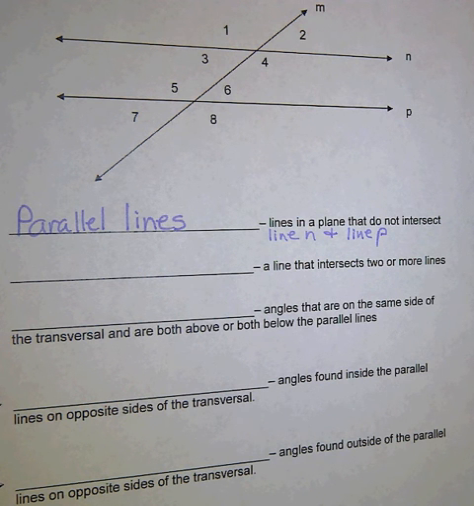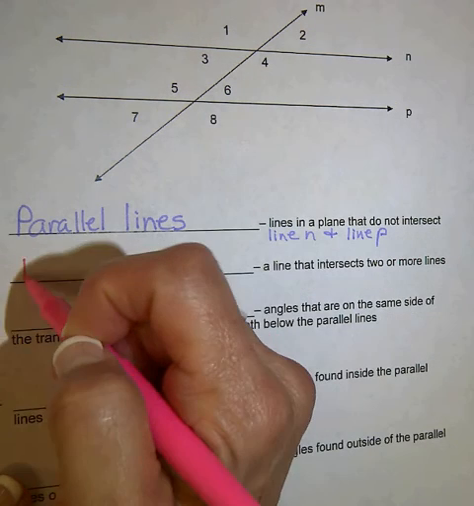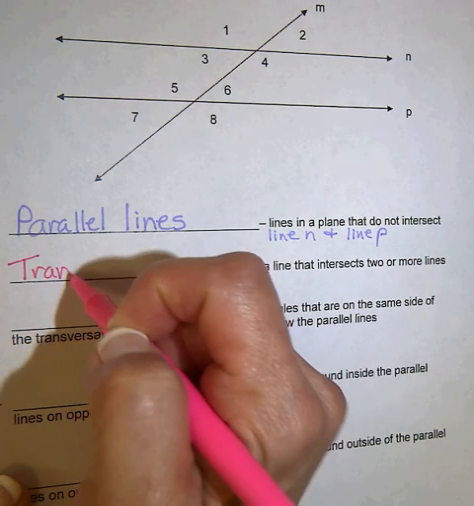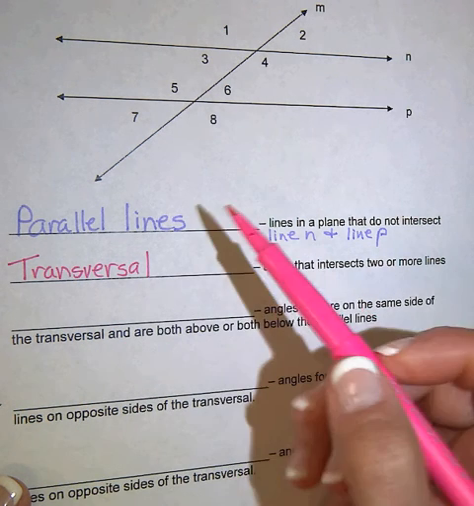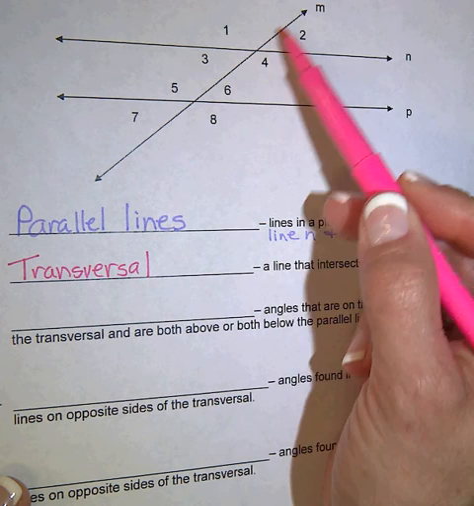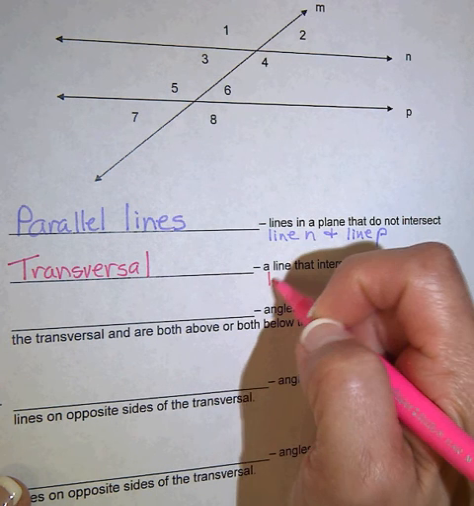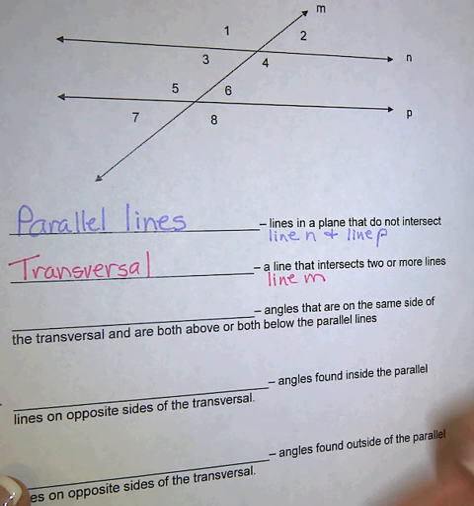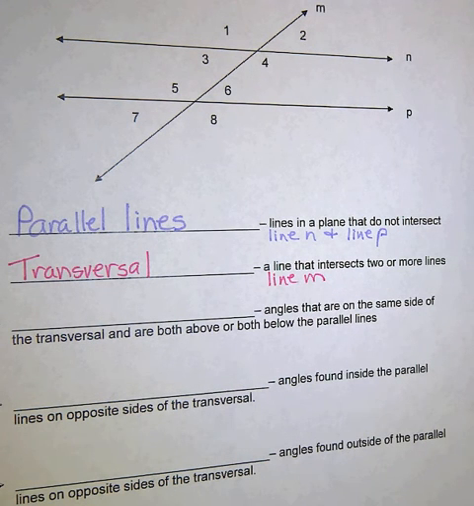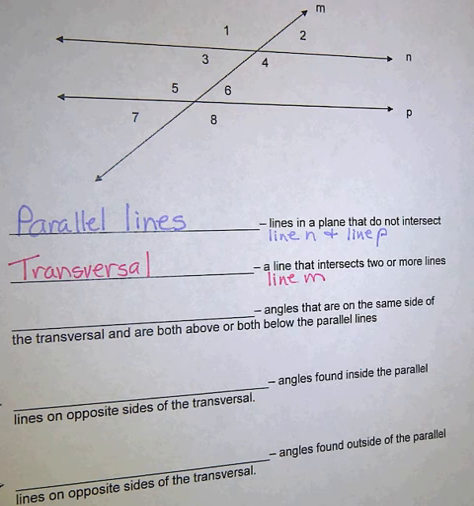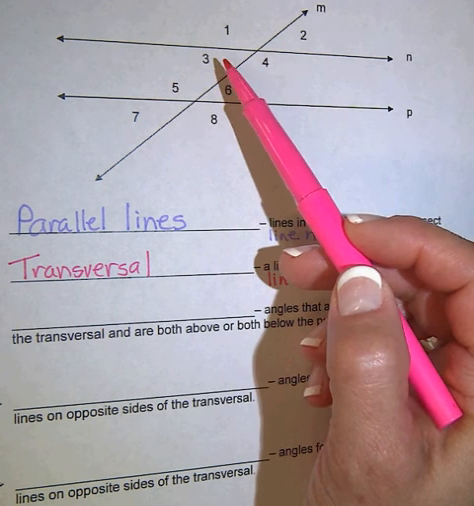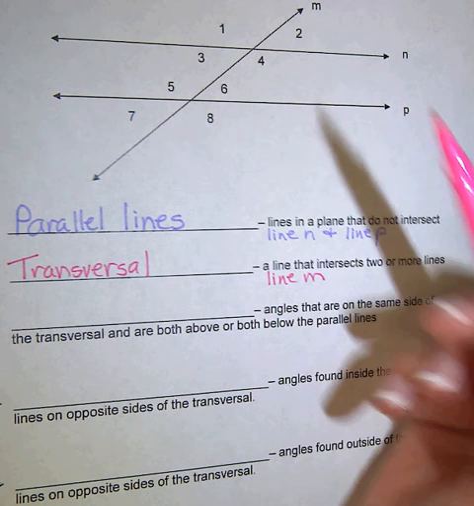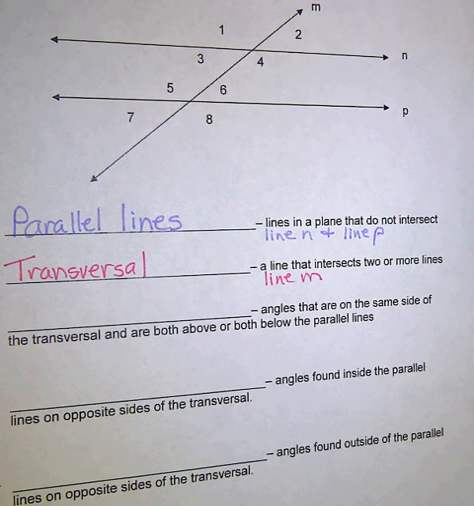Okay, our next term, a line that intersects two or more lines. We have a big name for this, and that is transversal. It's a fancy name, but it's not difficult. Line M is our transversal. Line M. Okay, you'll notice when line M intersects the parallel lines that 8 different angles are formed. And we're going to talk about their relationships.